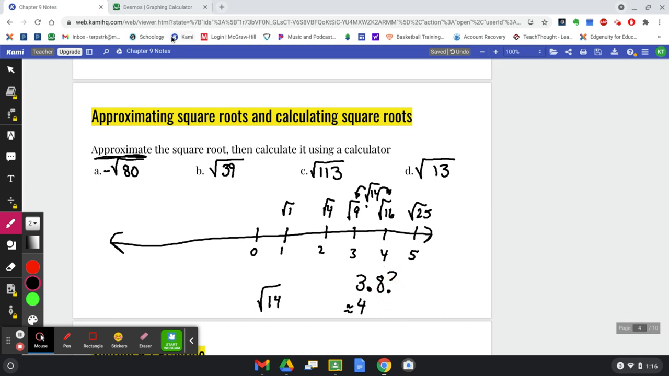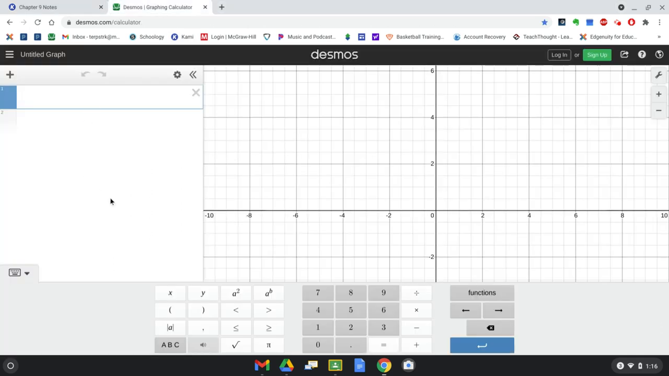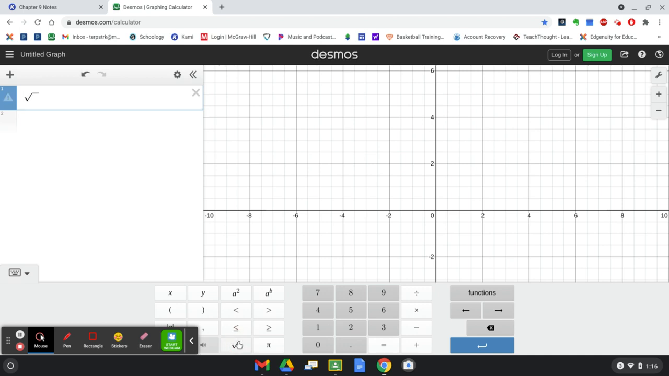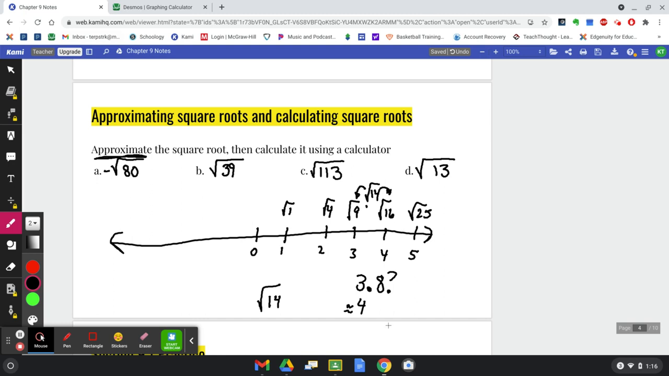So I'm going to show you on Desmos how to find the square root. If I look at this, here's my square root symbol. So I'm going to do the square root of 14. And so I was a little high there. It was 3.7 instead of 3.8, 3.75.